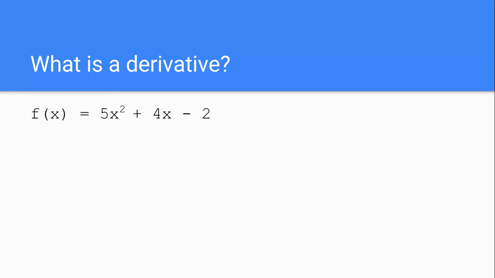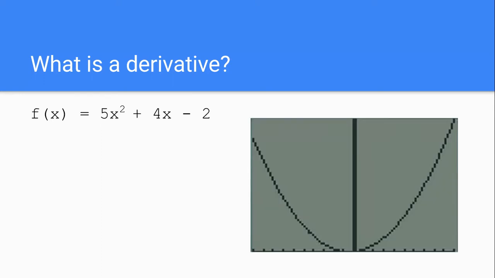So f of x equals x squared plus 4x minus 2. This is just a generic function. This function could be anything. This is just a generic function I came up with at random. So if we were to graph it, it looks something like this. This is graphed on a TI-84. So if you were to graph it on a TI-84, that's what it would look like.